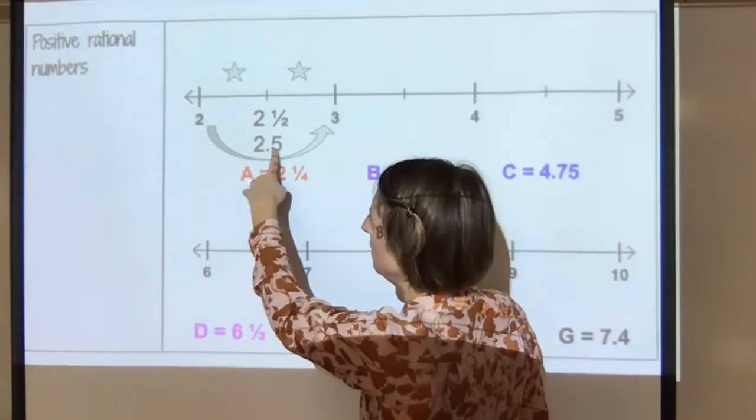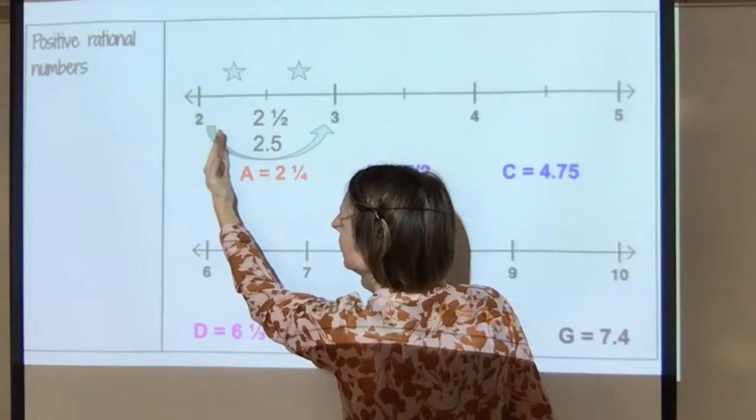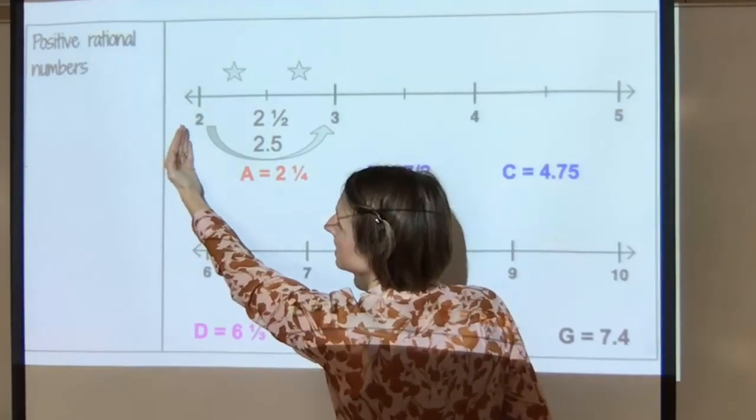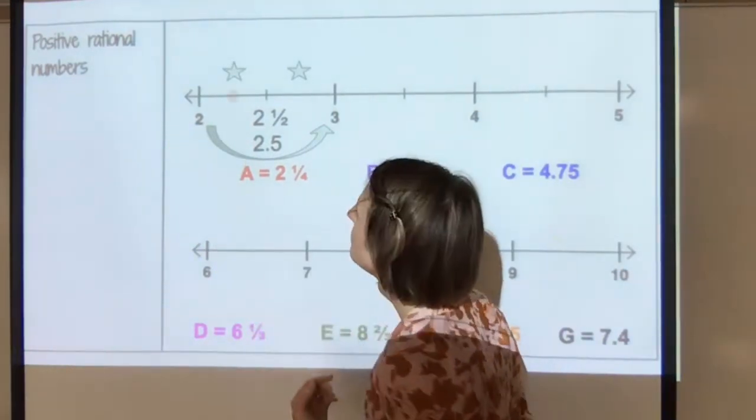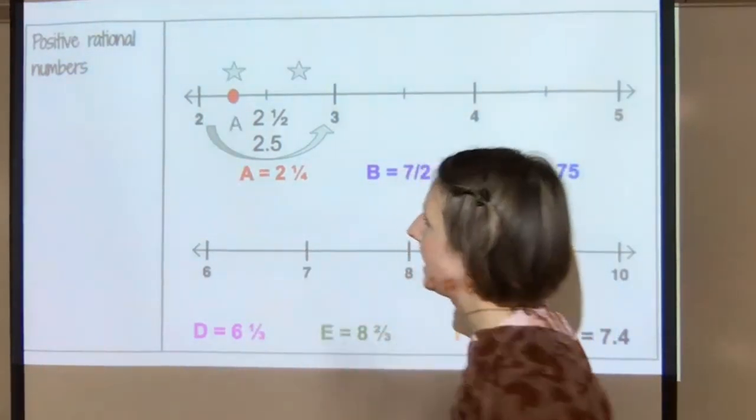Well, if this is 2.5, we know 2.25 is going to come to the left of 2 1/2, or it's going to be a little to the right of 2. So there would be 2 1/4. And we're going to label it as point A.